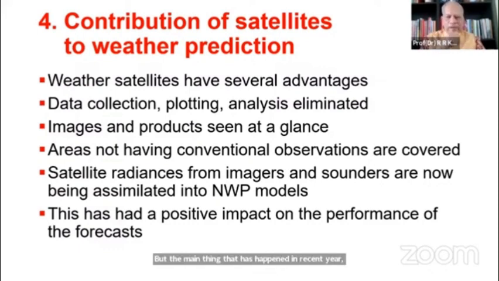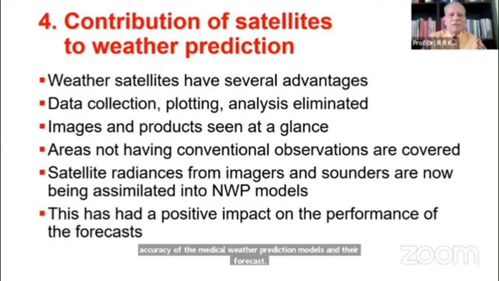But the main thing that has happened in recent years, which is a very significant advancement, is that assimilation of data into numerical weather prediction models now includes assimilation from satellite radiances. Radiances are not converted data, they are the data, original sources of data which reach the satellite. We don't derive anything from that. So these radiances, if they are assimilated into the models in real time, some of the errors which are going along with the satellite products are no longer involved. And this has made a significant advancement in the accuracy of numerical weather prediction models and their forecasts. So this, I'll say, is one of the important things that satellites have done to weather prediction.